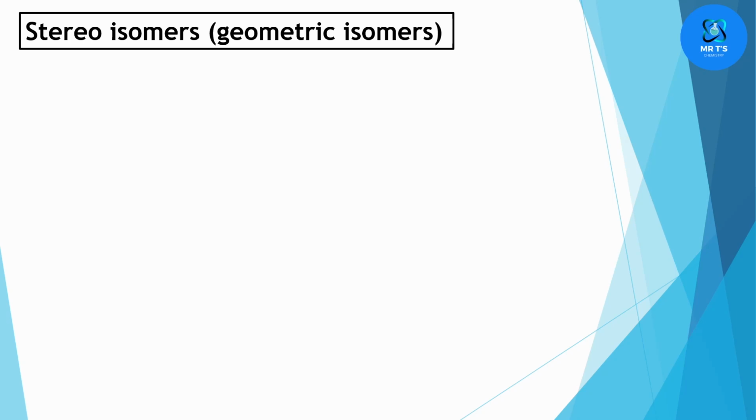We're going to go over stereoisomers or geometric isomers. By the end of this video, you want to be able to draw and recognize geometric isomers and explain why they can be geometric or stereoisomers. Okay, so let's just have a talk about it for a start.